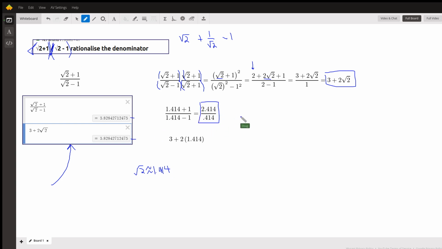This one, which would require you to go like this: 0.414 divided into 2.414? Forget about it. Ugly. But here, it's a lot easier to evaluate this approximately. 3 plus 2.828 is about 5.828. That's pretty close.